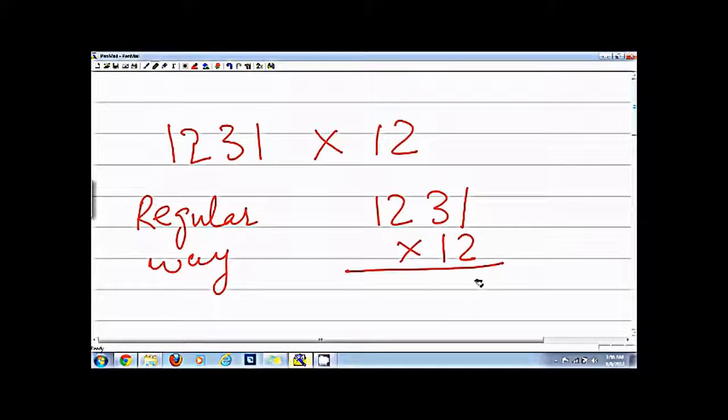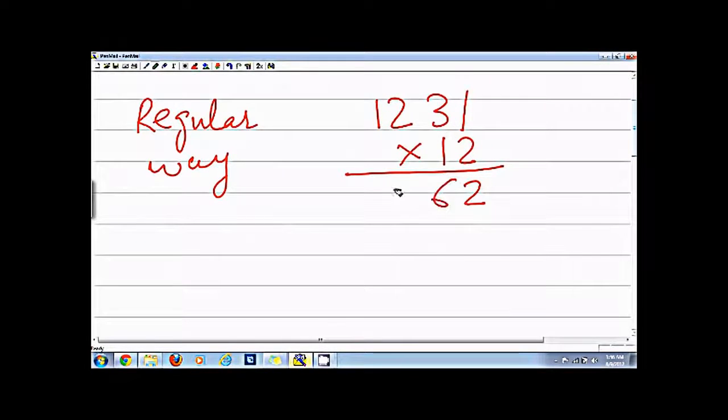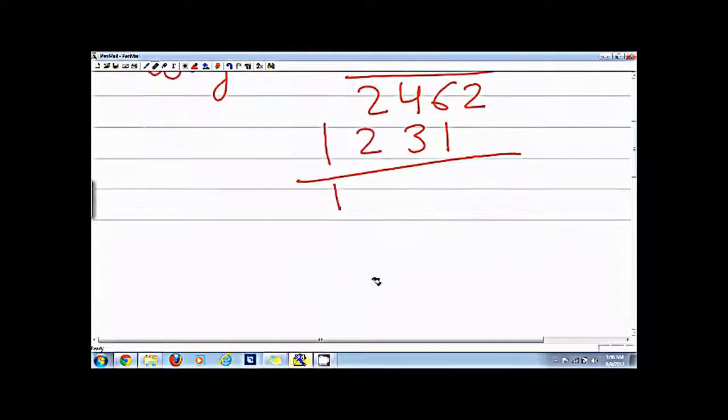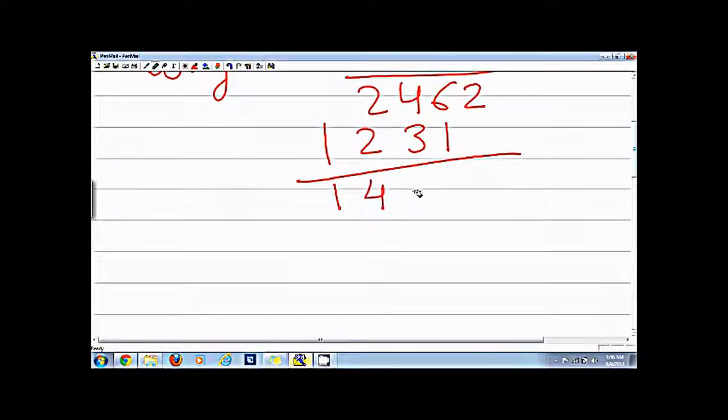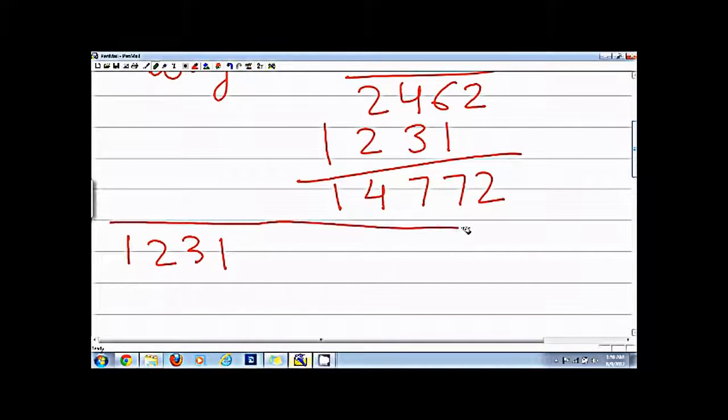So in this case I will say 2, 3, 3 into 2 is 6, 4, 2, and then I say 1, 3, 2, 1, and then I will say 1, 4, 7, 7, 2. Now if I look at the problem again, I say 1, 2, 3, 1, and now I will use my own way, so I will multiply it by 12.